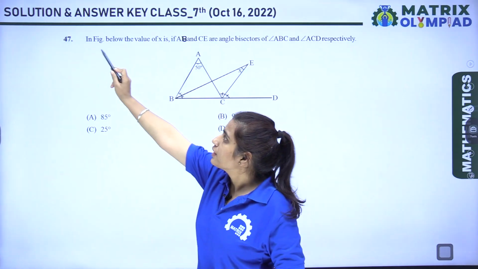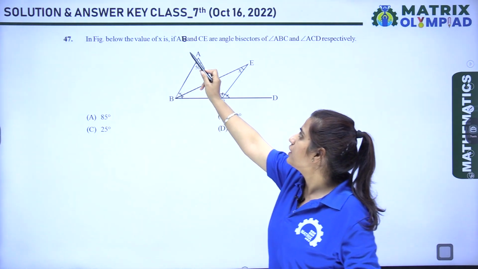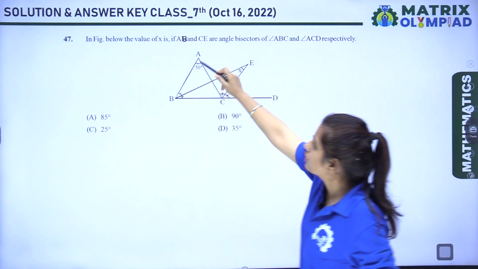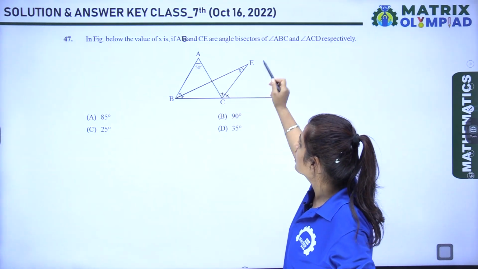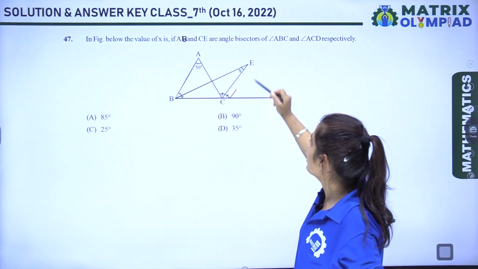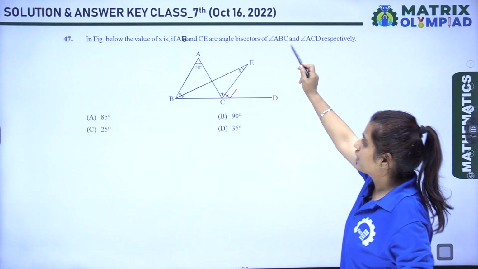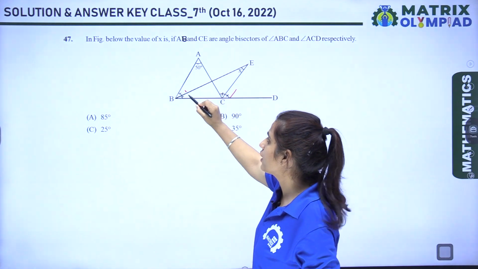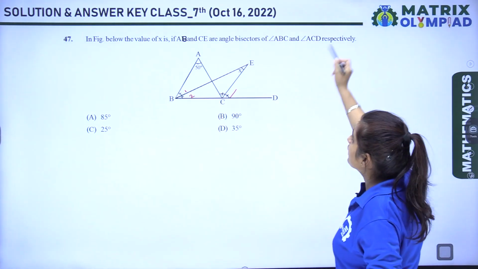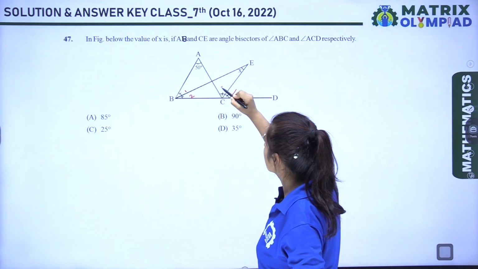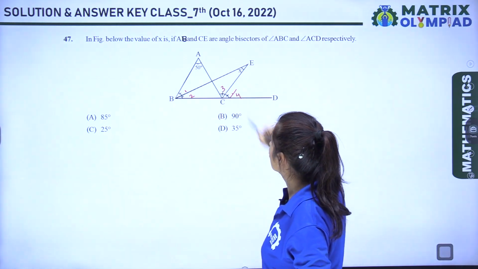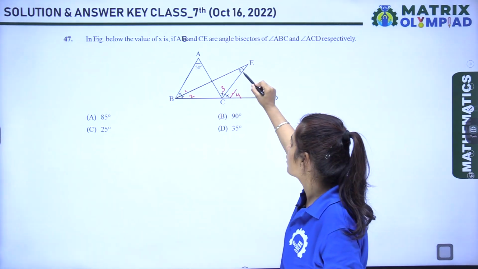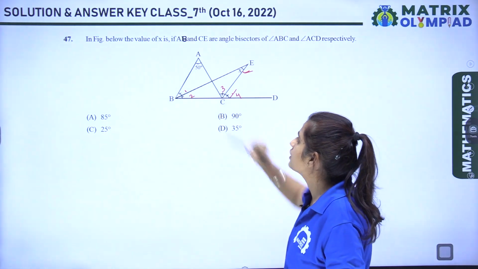Now, the next question is, in the figure below, the value of X is, if AB and CE are angle bisectors of... This is your AB and this is CE. So AB and CE are angle bisectors of angle ABC. It means angle 1 is equal to angle 2. And of ACD, angle 3 is equal to angle 4 respectively. Now we have to find the value of X. Means we have to find out the value of angle BEC.